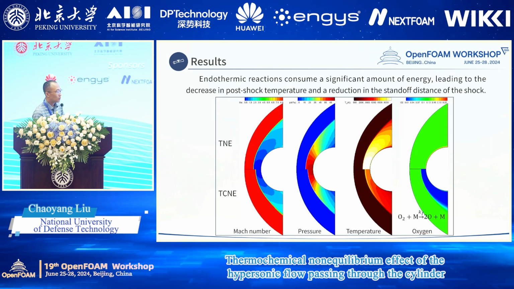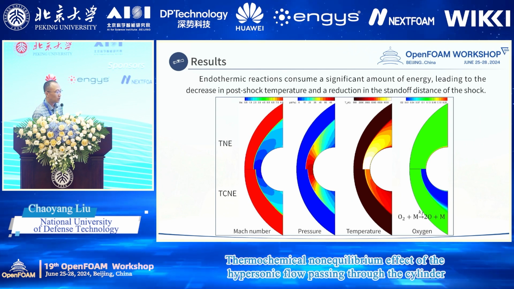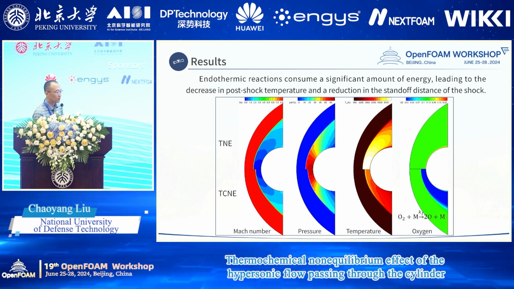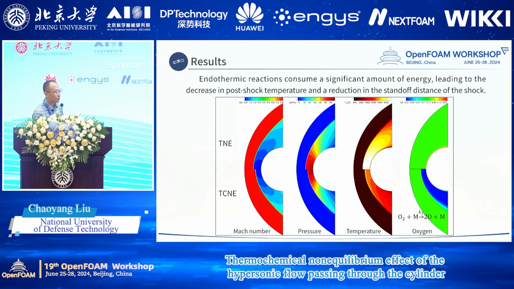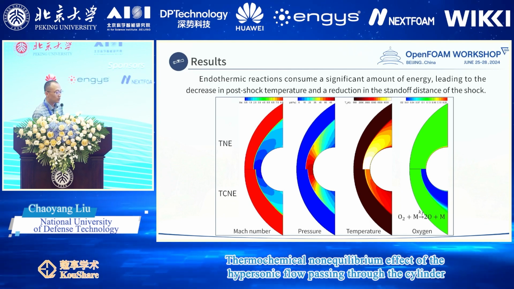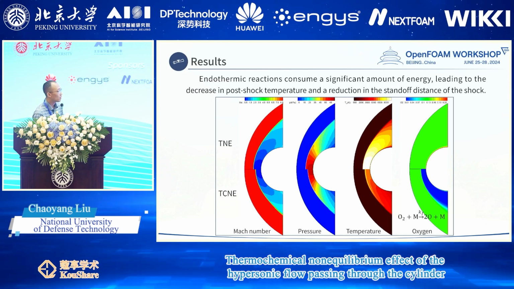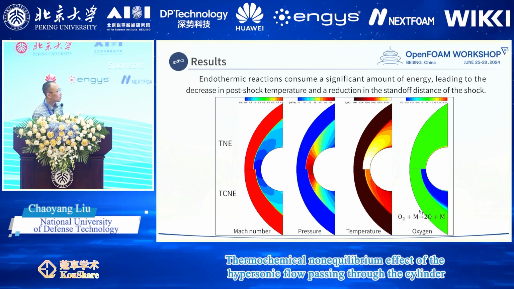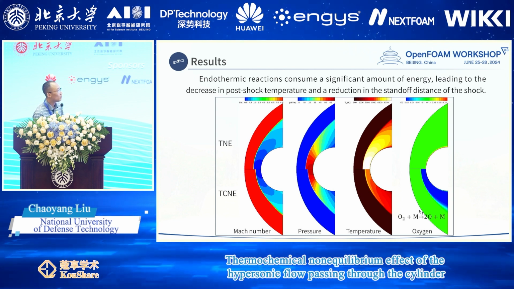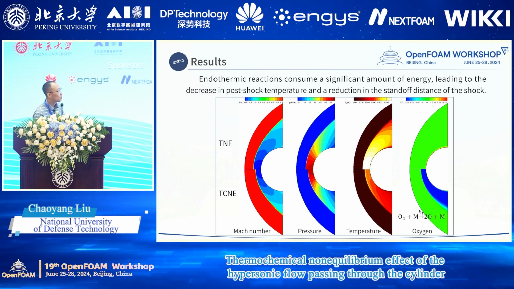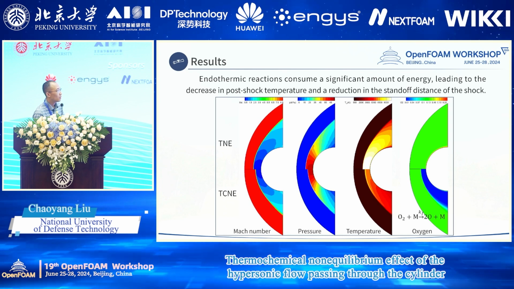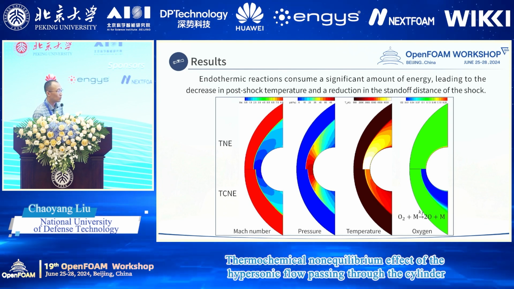Now, we compare the results obtained by considering thermal non-equilibrium and thermochemical non-equilibrium effects, including Mach number, pressure, temperature, and oxygen distribution. The TNE case is on the upper half, and the TCNE case is on the lower half. It is found that the endothermic reactions consume a significant amount of energy, which results in a decrease in post-shock temperature and a reduction in the standoff distance of the shock.